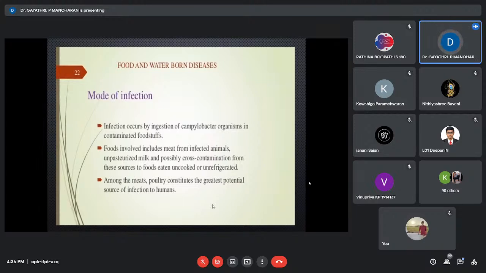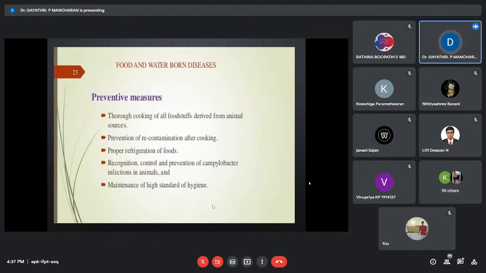Infection occurs by ingestion of Campylobacter organisms with contaminated foodstuffs. What foods? Unpasteurized milk and meat from infected animals, possibly cross contamination from food eaten uncooked and unrefrigerated foods. These are the common sources. Preventive measures: thorough cooking of all foodstuffs derived from animal sources, prevention of recontamination after cooking, proper refrigeration of food, recognition, control and prevention of Campylobacter infections in animals, and maintenance of a high standard of hygiene. We already know this is from the feces of cattle and poultry, so we have to be very careful while handling the animals.